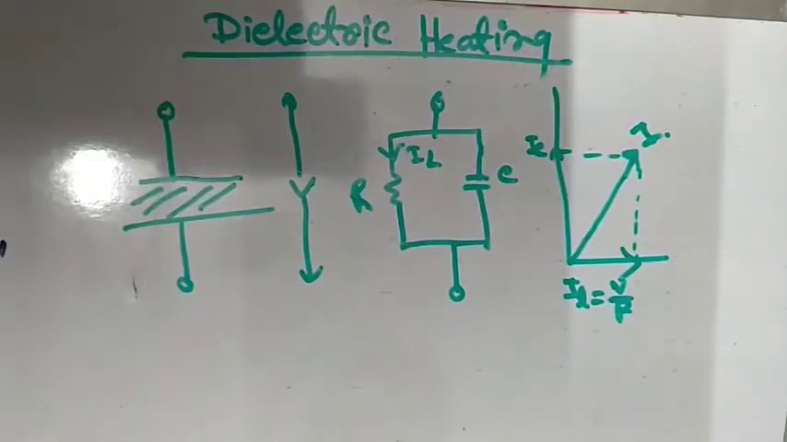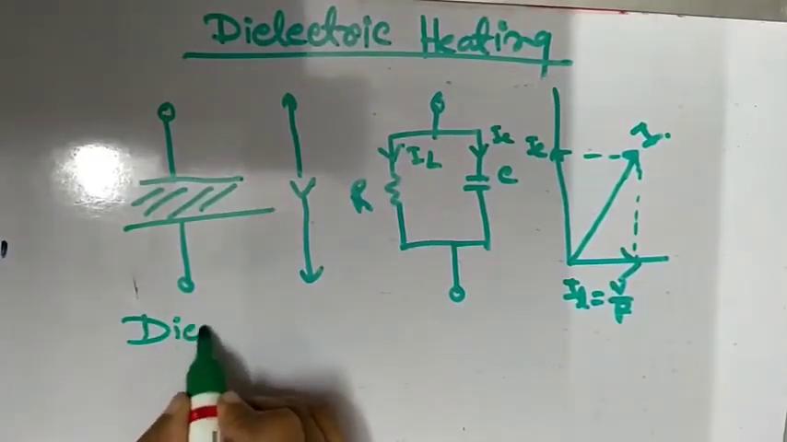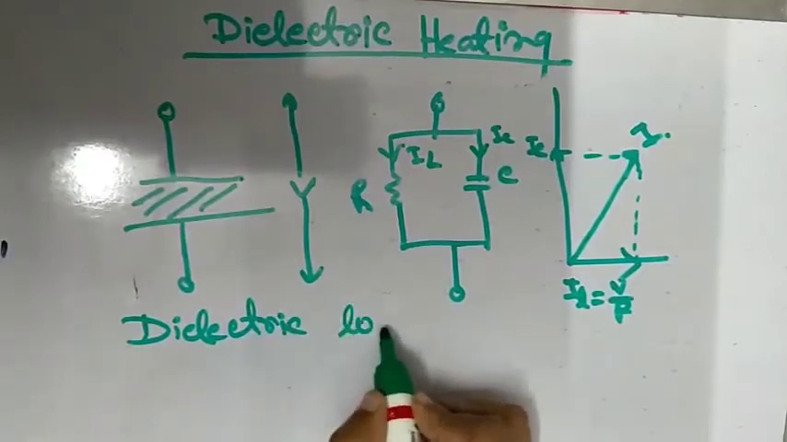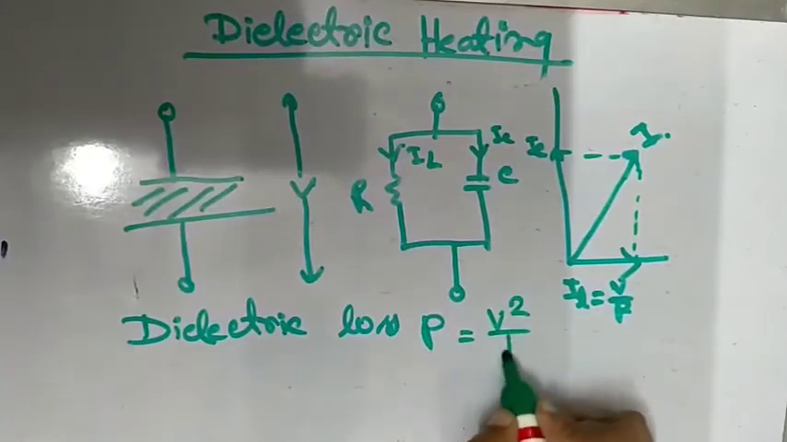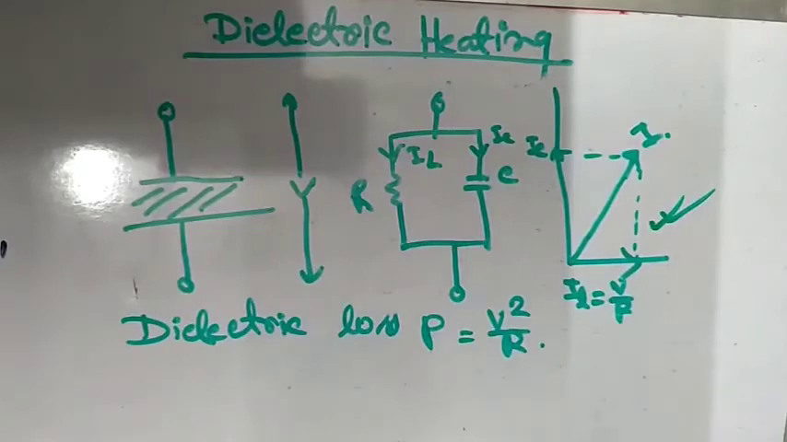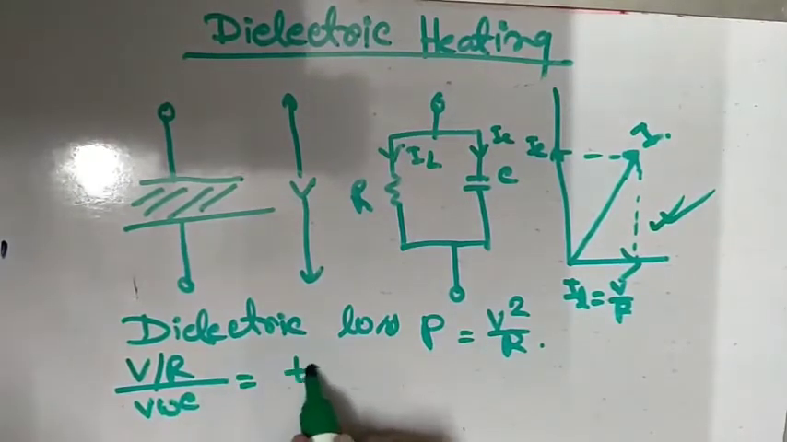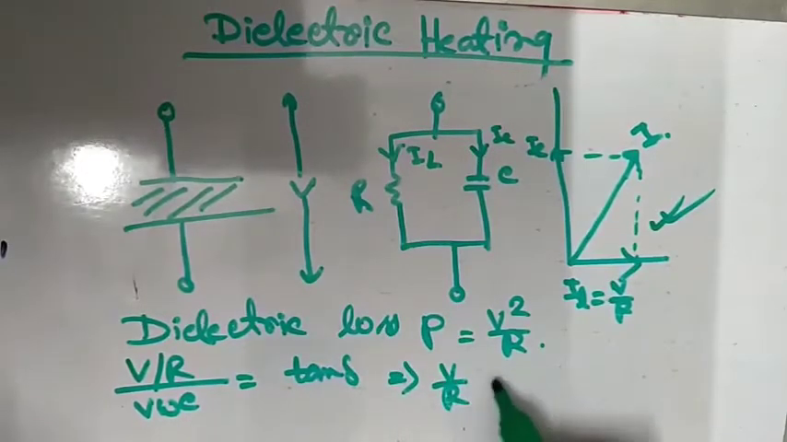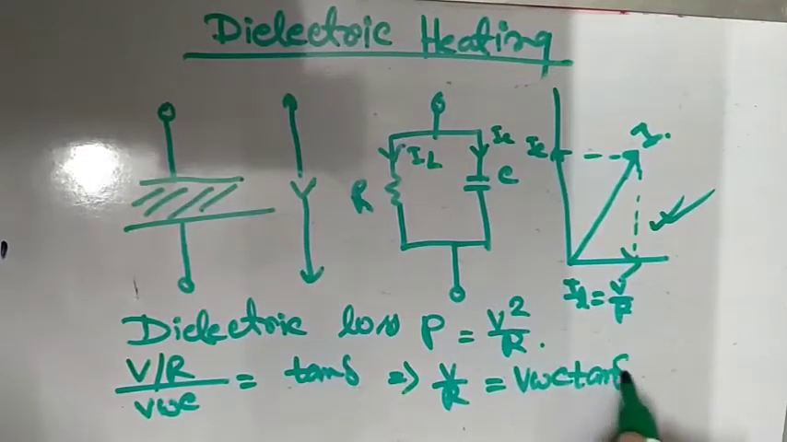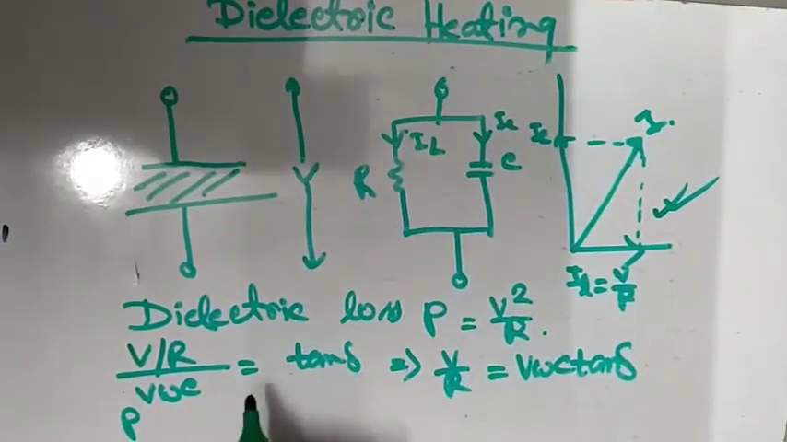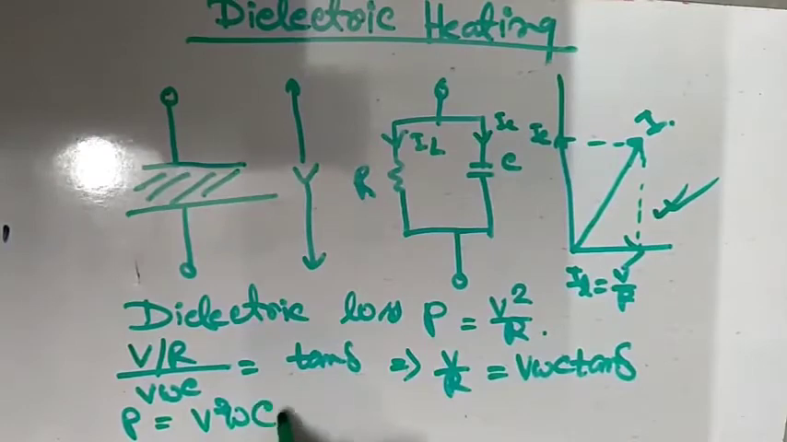So here IL is the current through the equivalent resistor, the leakage current, and IC represents the charging current of the dielectric. And the dielectric loss P is equal to V square by R. So from the phasor diagram, it is clear that (V by R) by (V omega C) is equal to tan delta. So V by R is equal to V omega C tan delta. Therefore, P is equal to V square omega C tan delta.